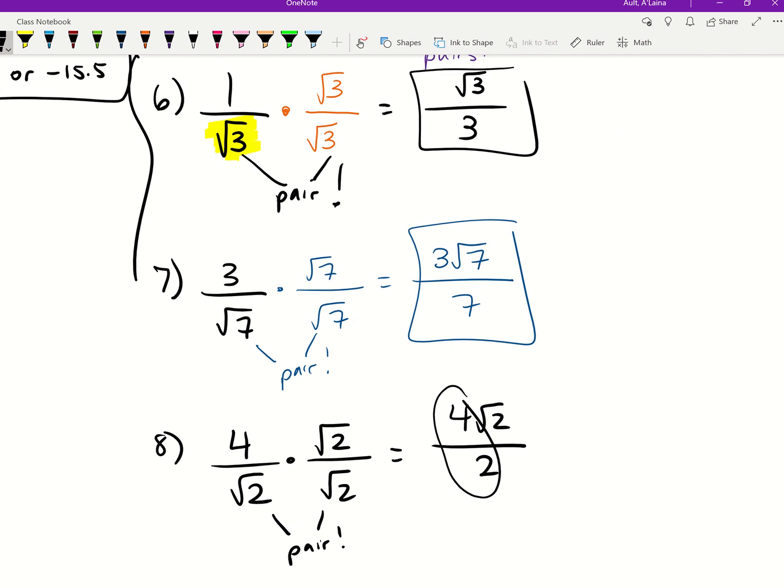These whole numbers now can reduce down. 4 divided by 2 for the whole numbers is 2, and that root 2 is still there. This is the end of the video for the 6.0 notes.